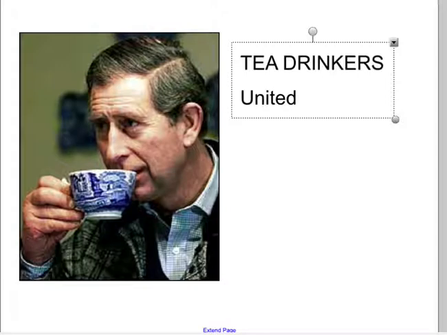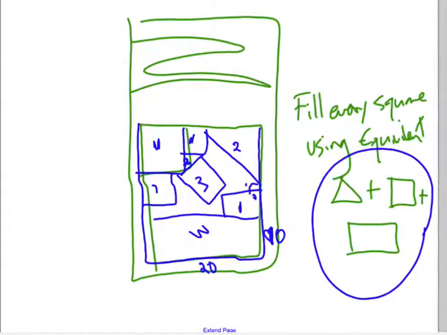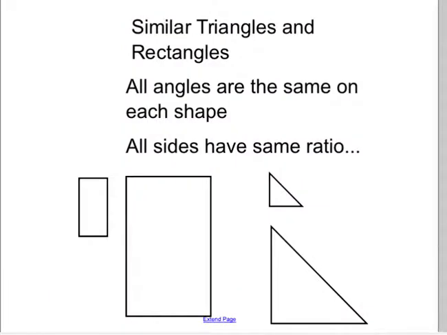Okay, so remember today what we were working on was similar triangles and rectangles. The big thing when we're looking at similar triangles and rectangles is this: when we're looking at a rectangle, let's say its dimensions are 1 by 3. For another rectangle to be similar to that one, as with all polygons, all the angles are the same on each shape.